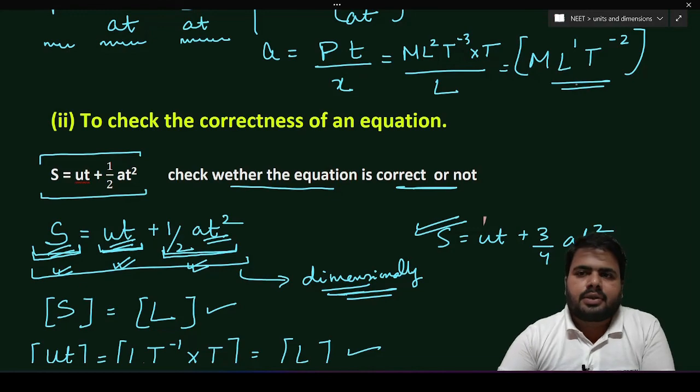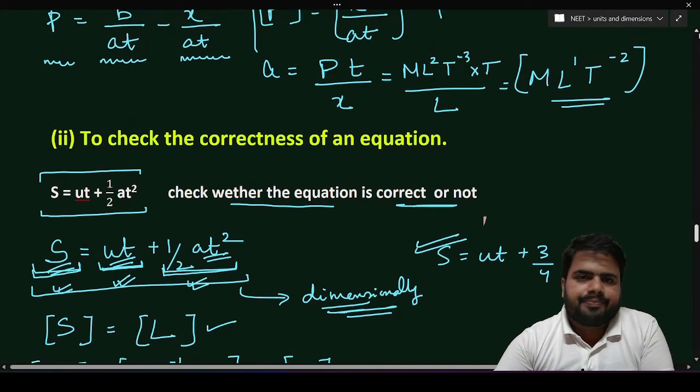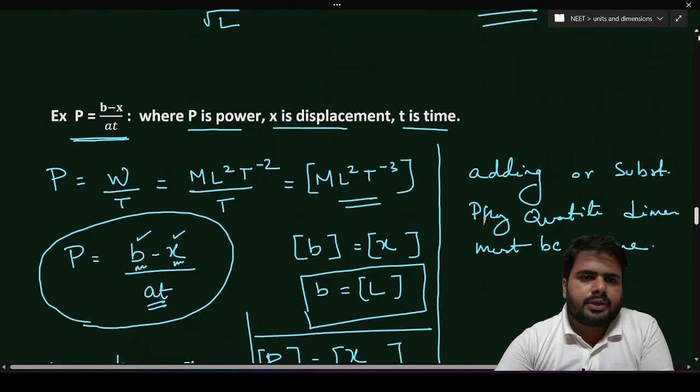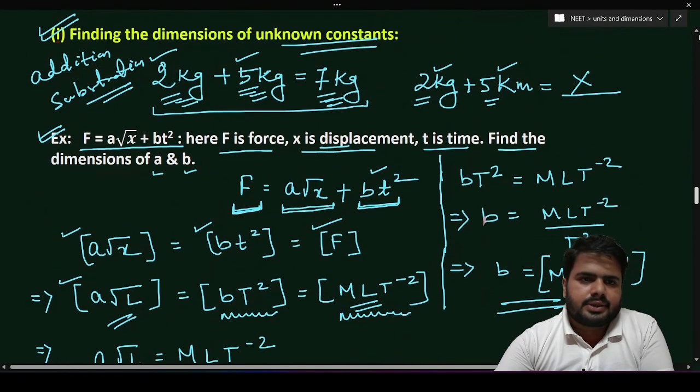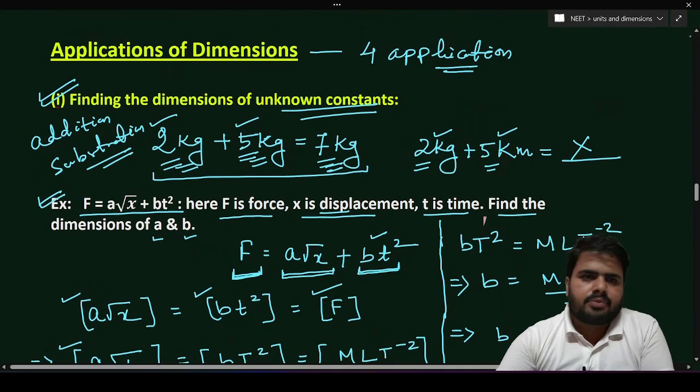And the next one is to find the dimension of unknown constants, that is by using the principle of homogeneity. So in this way we have discussed all the four applications.